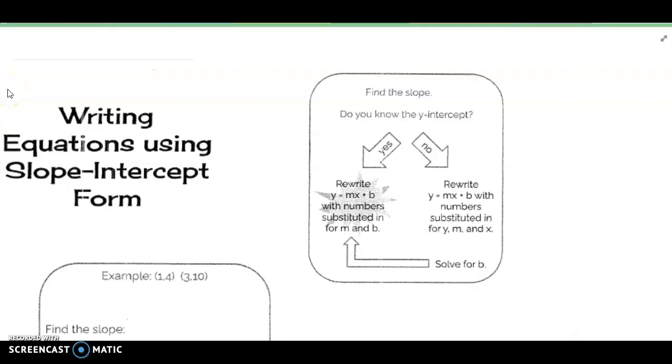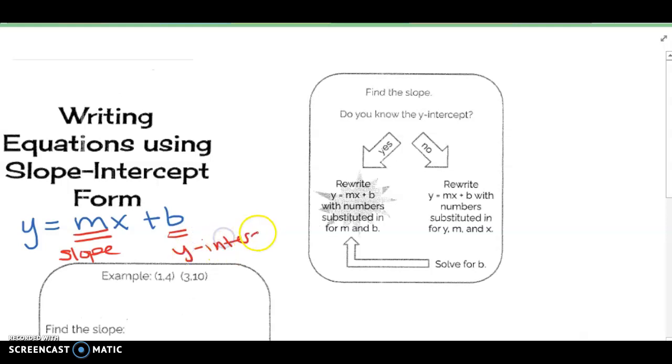Alright, first thing we're going to do is look under the tab where it has writing equations in slope-intercept form. Okay, now hopefully you remember slope-intercept form is y equals mx plus b. The reason they call it slope-intercept form is because the m is the slope and the b is the y-intercept. Okay, so the portion under the flap looks like this, and this kind of walks you through how to do it.